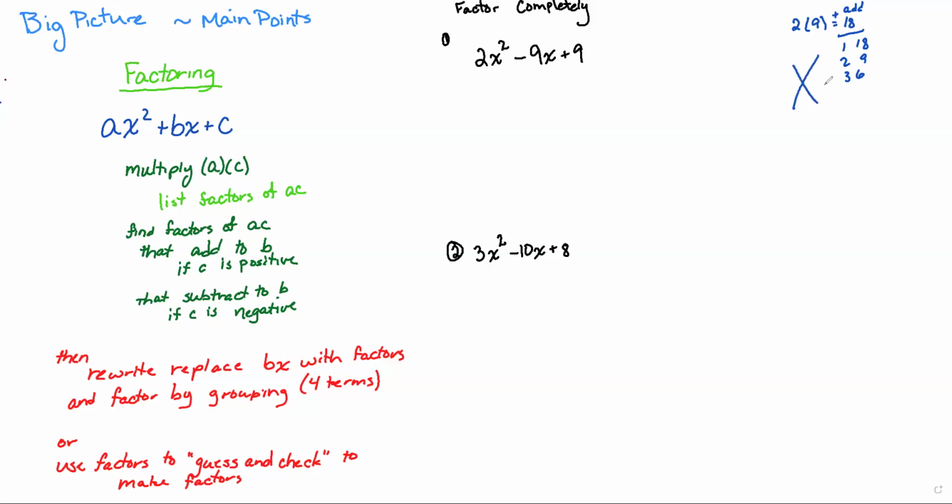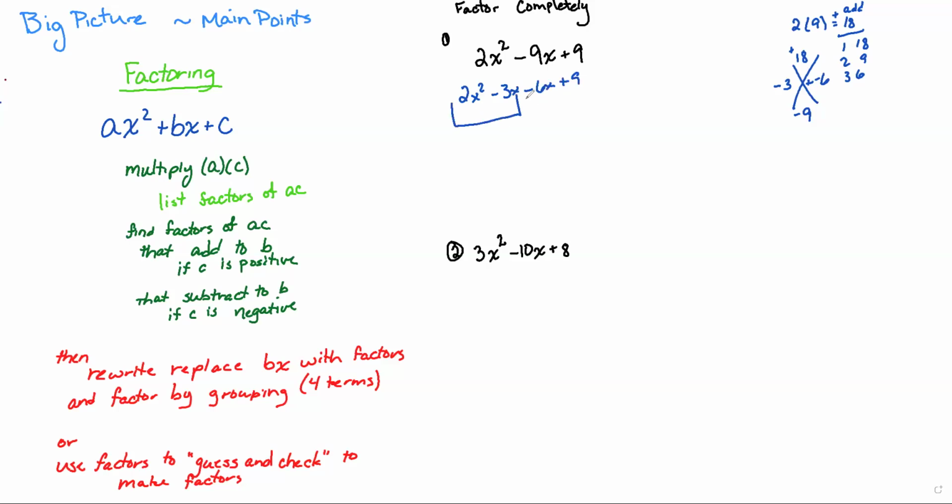So I think of it this way: I have 18, it's a plus, so I know I'm going to do a plus. And they have to combine to a negative 9. So 3 and 6 add to 9, but to get to a negative, it'll have to be a negative 3 plus a negative 6. Since I've got a plus and a minus, I really would just think of just the minus with that. So this is going to be 2x squared minus 3x minus 6x plus 9.